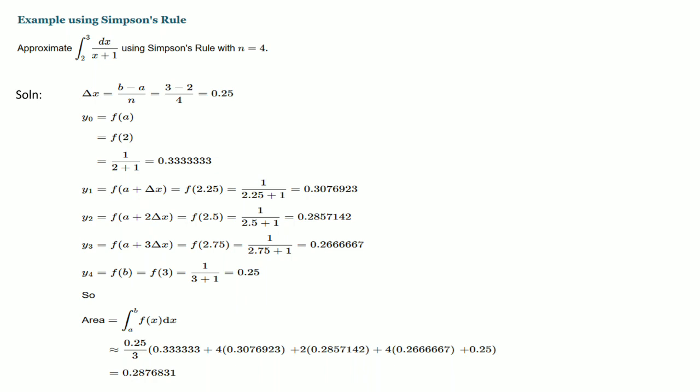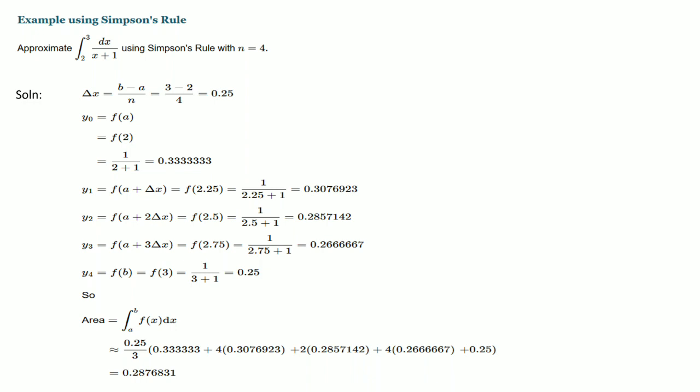Now the solution: first we are going to find out the value of delta x. Delta x is equal to b minus a upon n. The formula remains the same for all. So 3 minus 2 by 4 is equal to 0.25. Now we are going to find out the values of y0, y1, y2, as we did for the trapezoidal rule. The function is 1 upon x plus 1. We are going to substitute the values from the initial limit 2 to the final limit 3, in increments. So we have found out the values of y0 to y4.